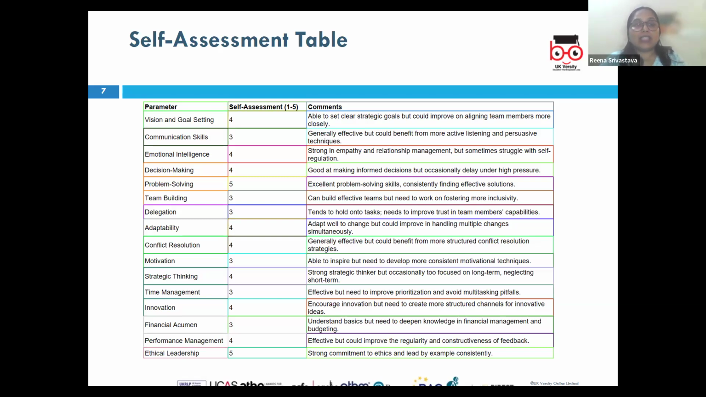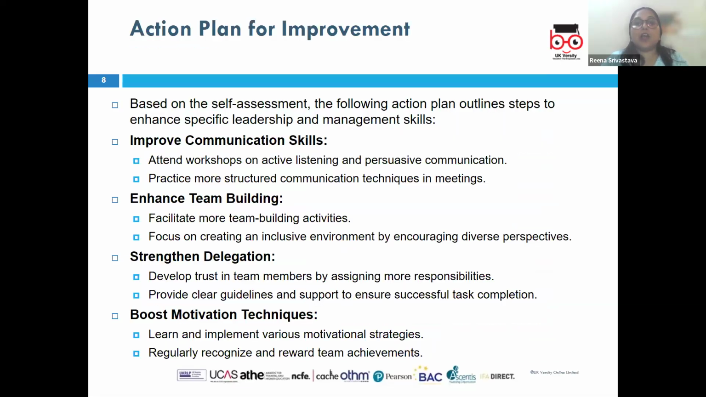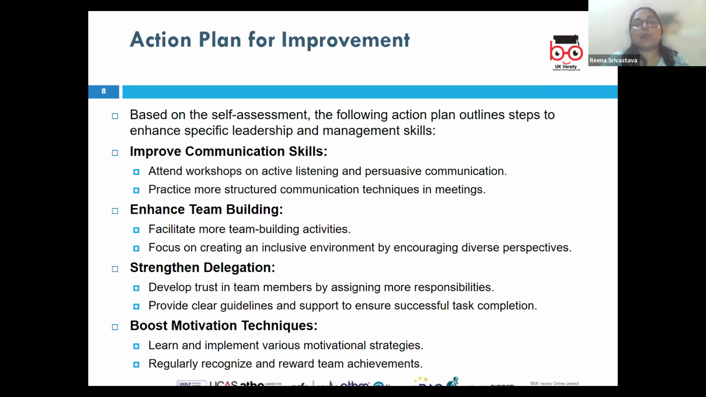Now, if you can see on this slide, we have a pro forma self-assessment table with ratings from 1 to 5, with 1 being the lowest rank and 5 being the highest rank. On the basis of this self-assessment, you will be able to spot your areas for improvement. So what is your next logical step? It is to create an action plan for improvement.